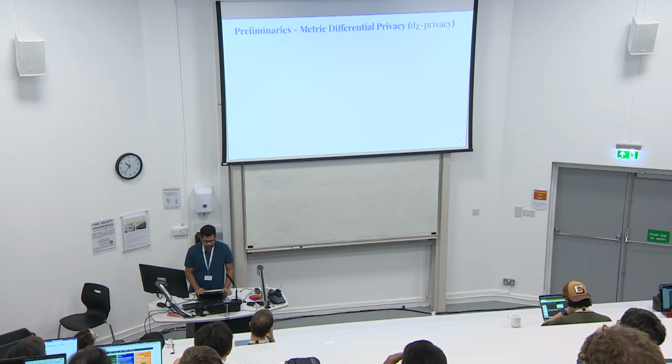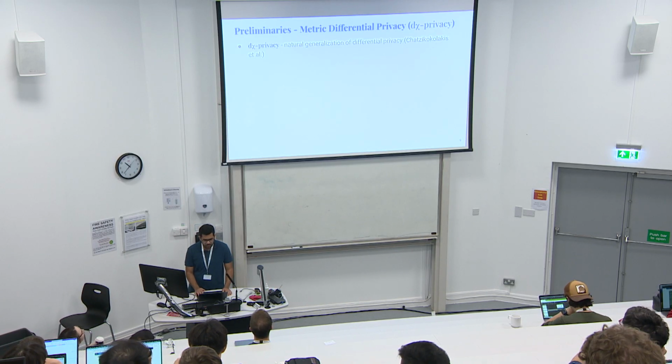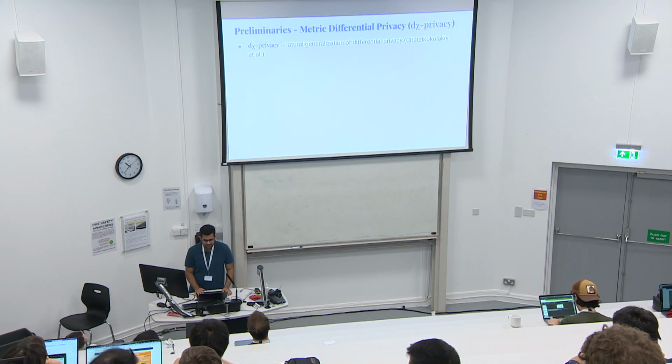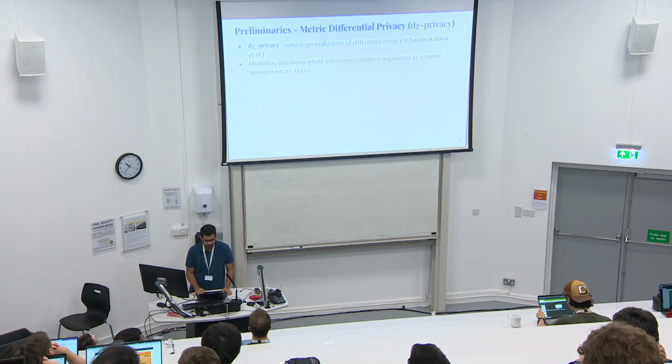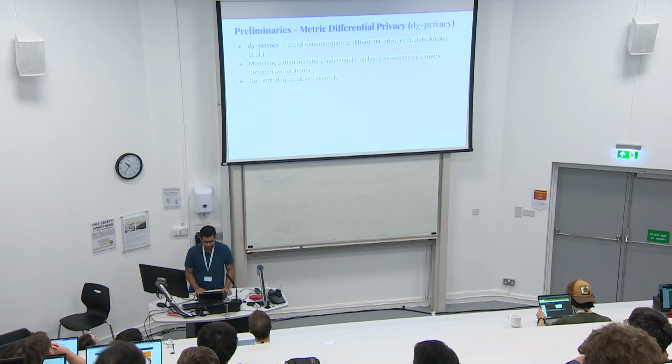Before going into the multi-use lookup table protocol, let's discuss metric differential privacy. Metric differential privacy is just a natural generalization of the normal differential privacy that most of us are aware of. It allows us to model situations where indistinguishability is expressed as a metric between secret inputs. One motivating example we provide for metric differential privacy is the geo-indistinguishability example.